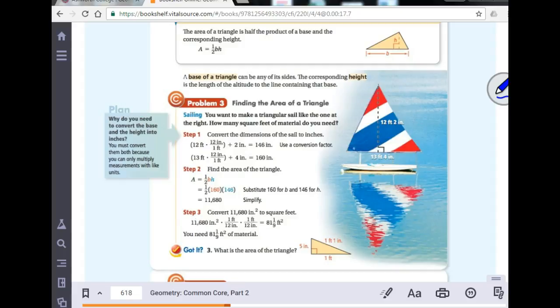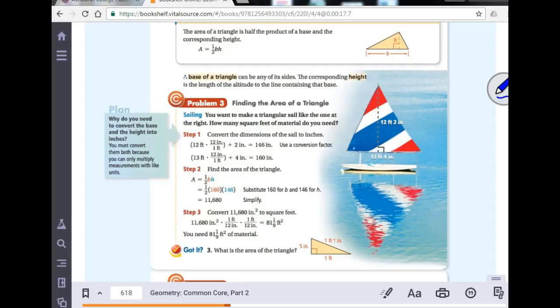So 11,680 divided by 12 divided by 12 is going to equal, and again, your calculator will give this to you. It probably will give you a decimal, and then if you hit the fraction button on your calculator, especially if you're using a TI-84, then you're going to get 81 1/9 square feet. Okay, so that's how much material you're going to need to make that particular cell.